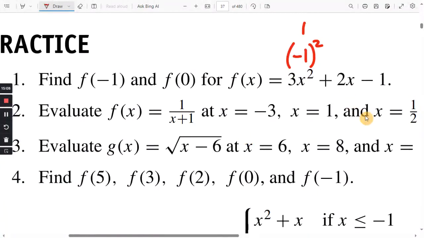All right, and on number 2, x equals 1/2. When you plug in 1/2 right here, that's going to be 1/2 plus 1. That'll give you 3/2. You'll have 1 divided by 3/2. And you can use keep, change, flip. Keep the 1, change to multiplication, and flip the 3/2. And see what you get for f of 1/2.